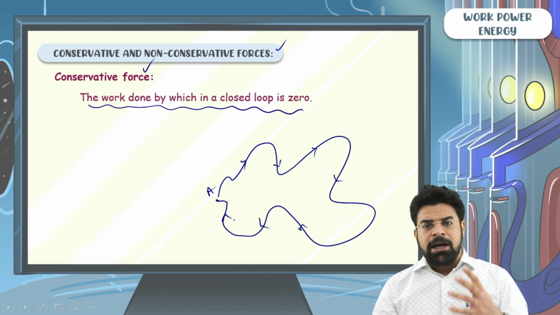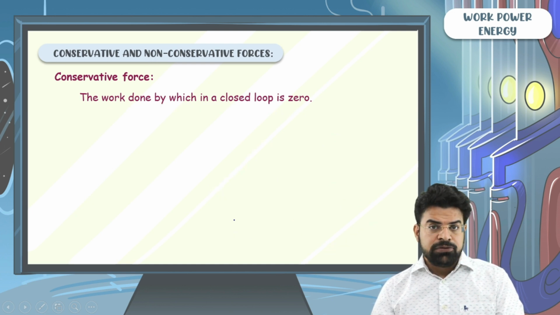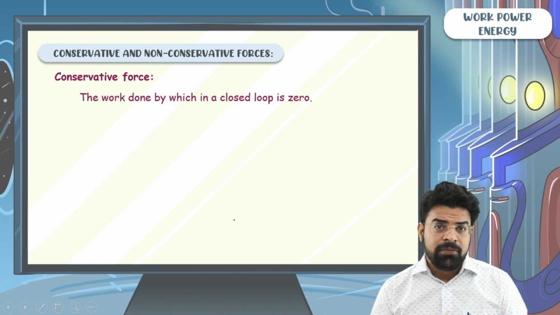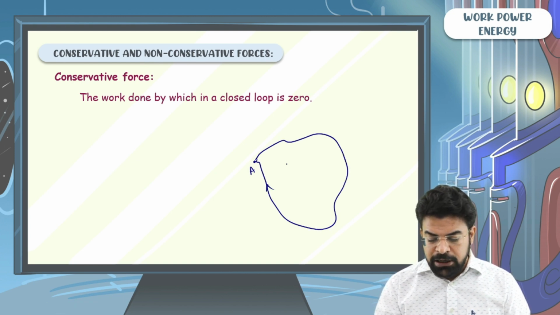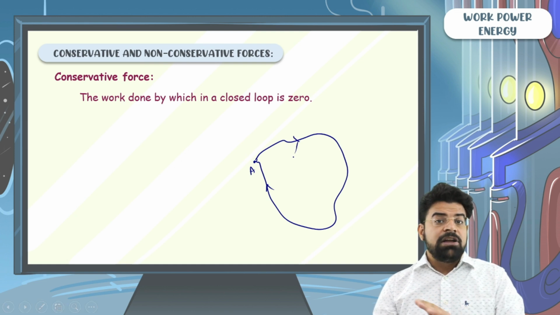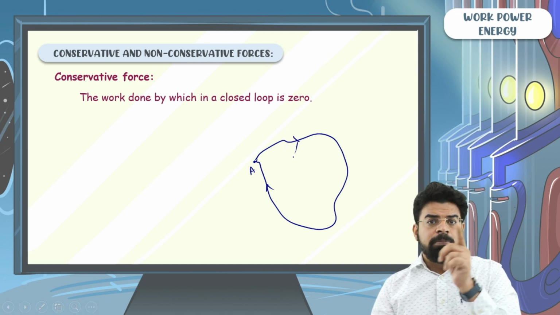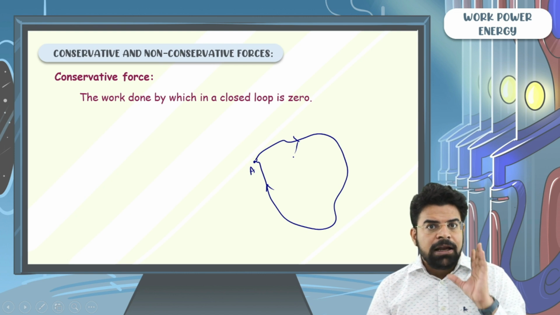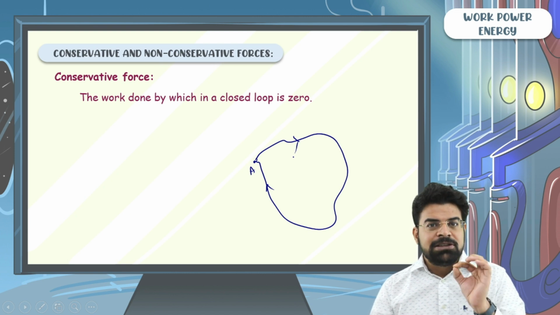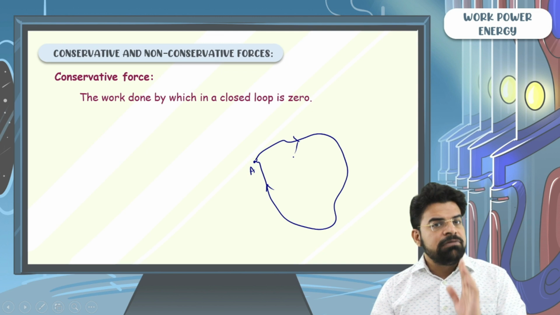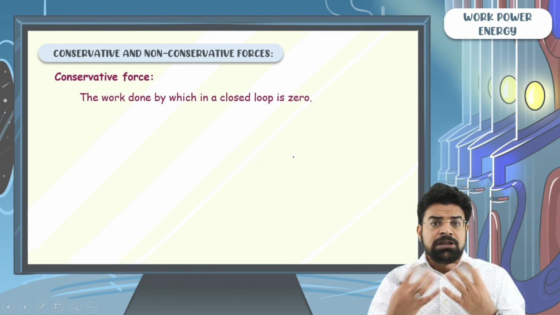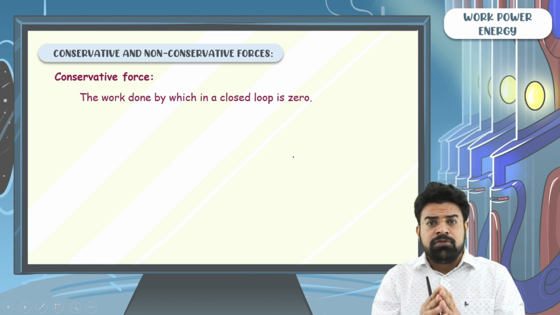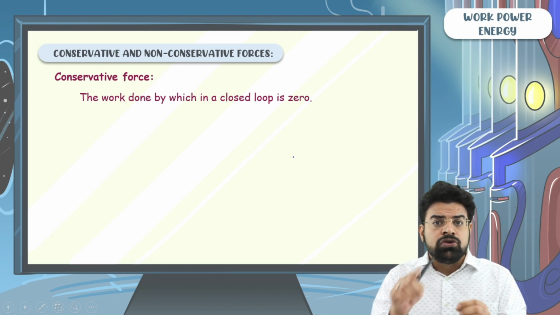Give us some examples of conservative force. The force of gravity. If you start from a point A and come back to the same point A, the work done by the force of gravity is zero irrespective of the path chosen. Moreover, electrostatic forces are also conservative in nature. We will talk about this when we learn electrostatics. Right now, remember that conservative forces are those for which the work done in a closed loop is zero.